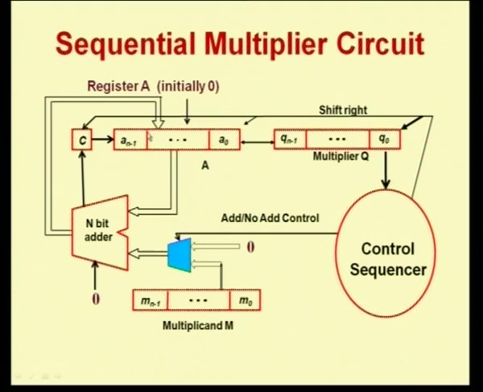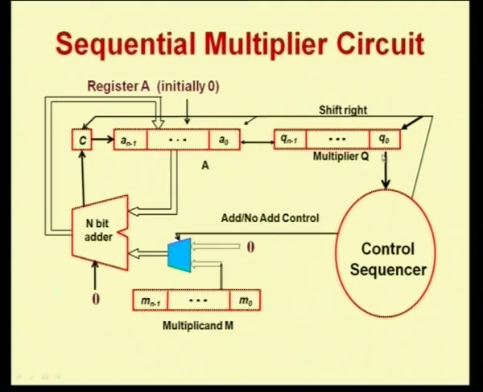Remember, this is my partial product. Initially my partial product is going to be 0, so this is first filled with zeros. Then I have another n bit register where I store the multiplier. The multiplier Q is stored over here. And then I have the multiplicand M, which is stored in another register here. So this is what we have. And then there is a control sequencer which will determine whether you need to add or not, depending on whether the multiplier bit is 1 or 0. Remember our multiplication rule.